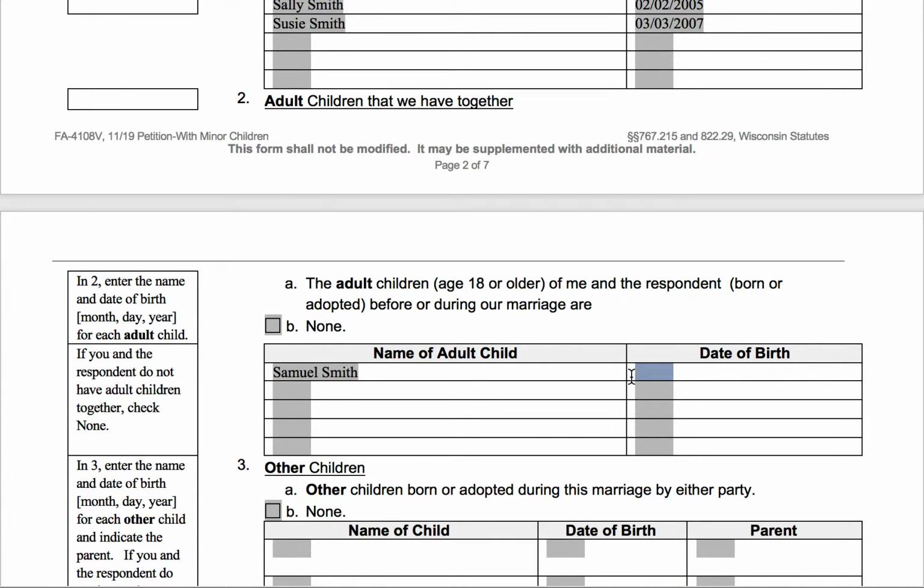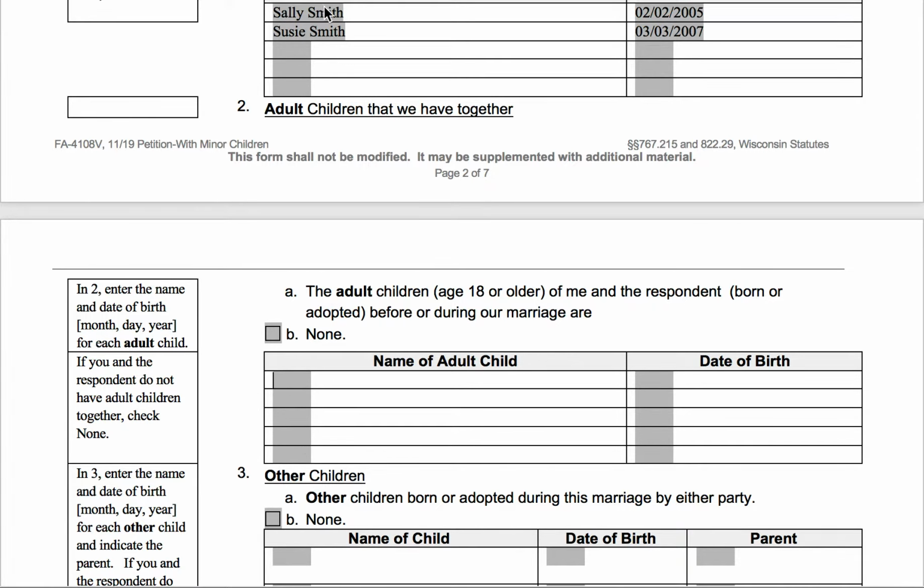And again, you'll put their birthdays. You'll put that information there. If you don't have any adult children, you'll just put none in that first box. And one issue some people will run into is they'll say, well, we actually have more than 5 minor children, or we have more than 5 adult children.